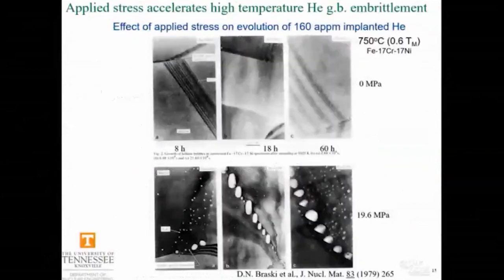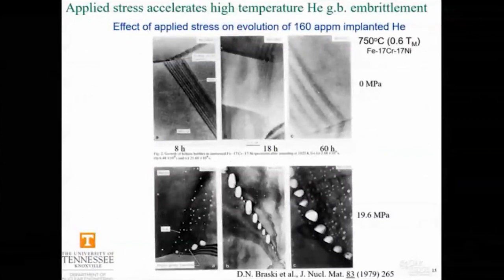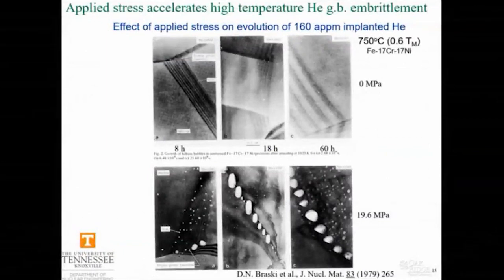in the material. If we look at some old scientific results of what's the effect of applying a stress on material where you have some implanted helium without any applied stress. And so this was an iron chrome nickel alloy tested at a relatively high temperature for short periods of time, just up to 60 hours. If you don't apply any stress, the helium tends to nucleate in the middle of the grains, and only a small fraction of it reaches the grain boundary.